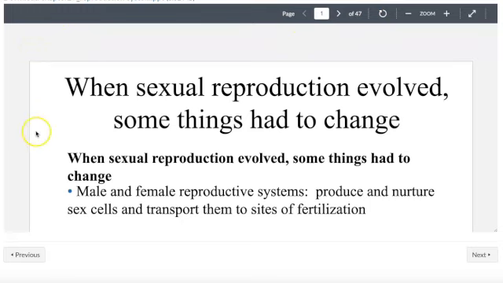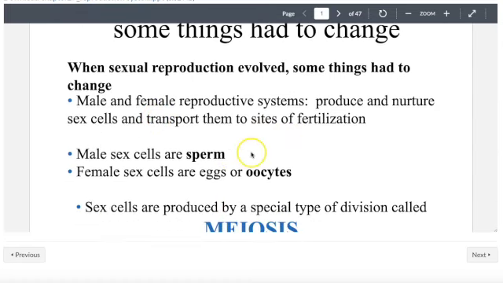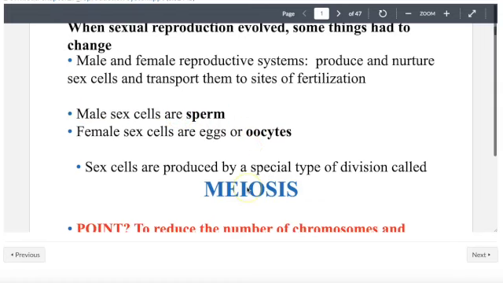Okay, so the reason for the male and female reproductive organs is to reproduce and nurture the sex cells, and transport them to the site of fertilization. Male sex cells are called sperm and female sex cells are called eggs or oocytes. There's a special method of dividing called meiosis. It's similar to mitosis, but it goes even further, with more dividing.